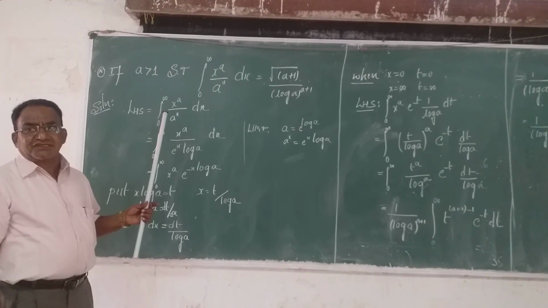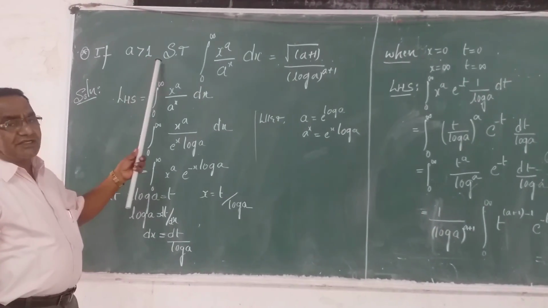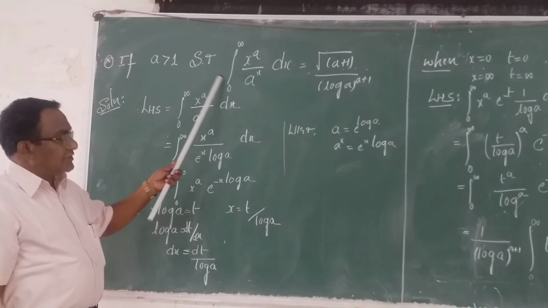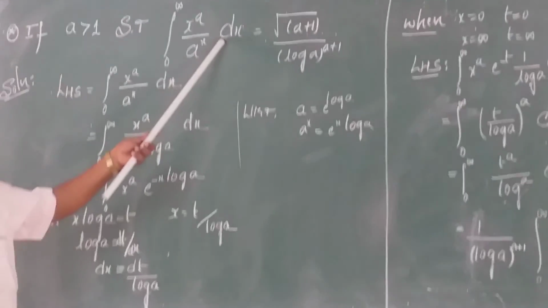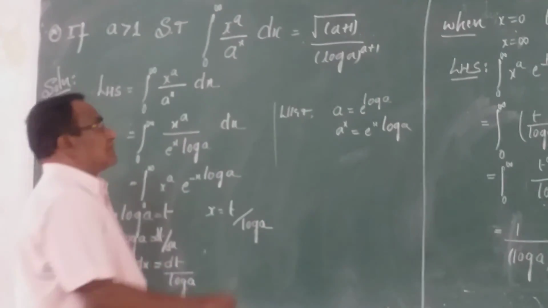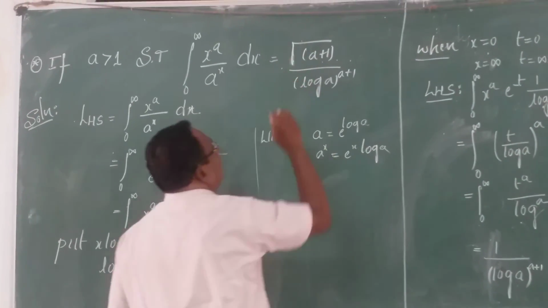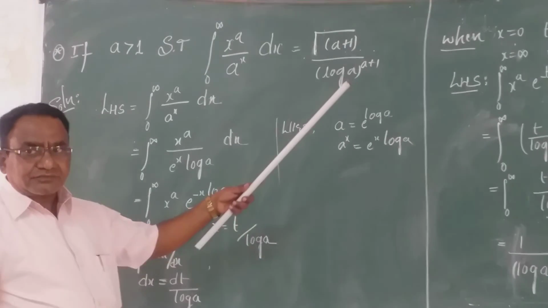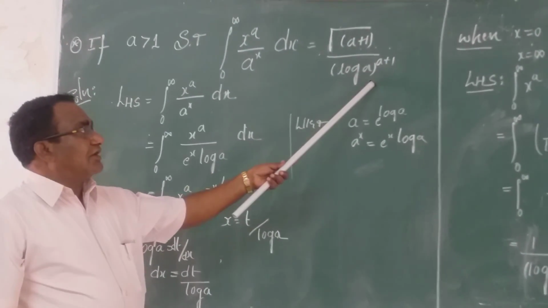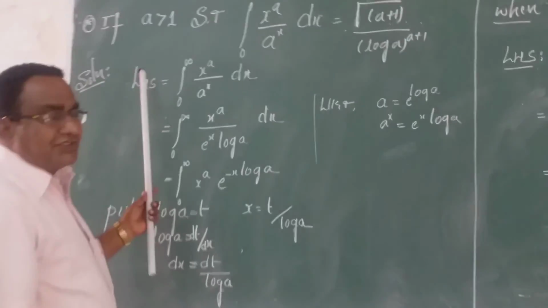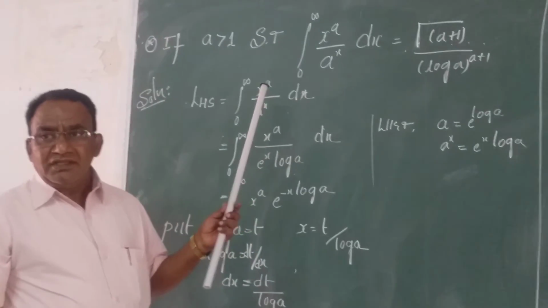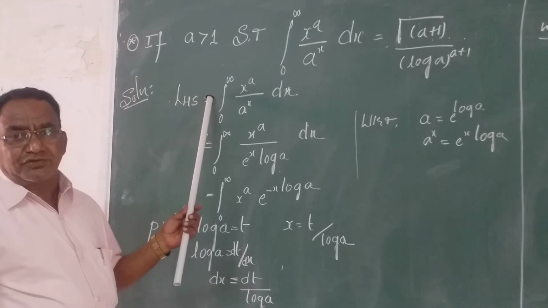Now go to the next example here. If a is greater than 1, show that the integral from 0 to infinity of x to the power a divided by a to the power x dx is equal to gamma a plus 1 divided by (log a) whole to the power a plus 1. In order to do this, you just take the left hand side to be proved.